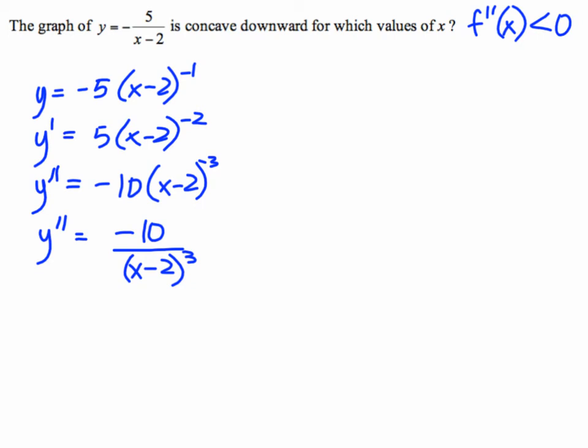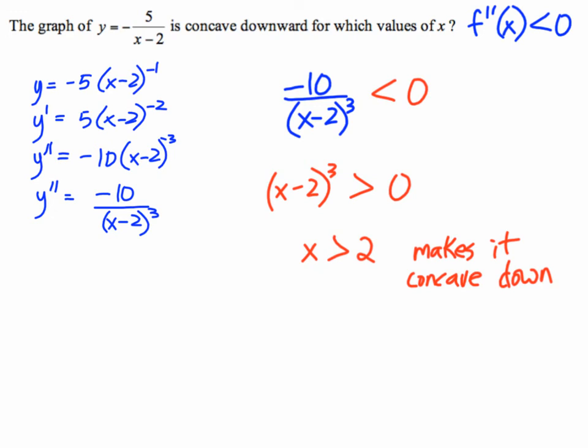So if this graph is concave down, when the second derivative is less than 0, I have to make -10 over x minus 2 cubed less than 0. And if it's less than 0, that means that it has to be negative. And I notice that I have -10 in the numerator, which is already negative. So a negative divided by something in the denominator, it has to be positive. x minus 2 all cubed has to be positive in order for my result to be less than 0.